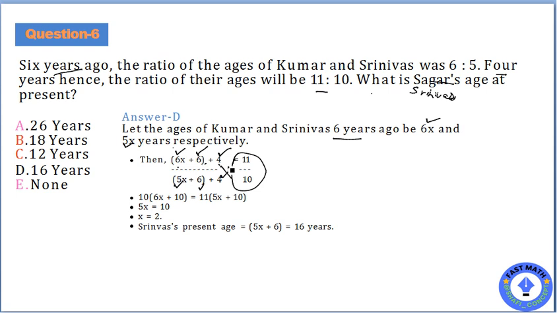If you cross multiply this, the formula becomes 10 into (6x plus 10) is equal to 11 into (5x plus 10). Ultimately 5x is equal to 10 and x is 2. Then as per the problem, what is Srinivas's age at present? Srinivas's present age is 5x plus 6, nothing but 5 into 2 plus 6 is equal to 16. 16 years is the answer. D is our choice of answer.